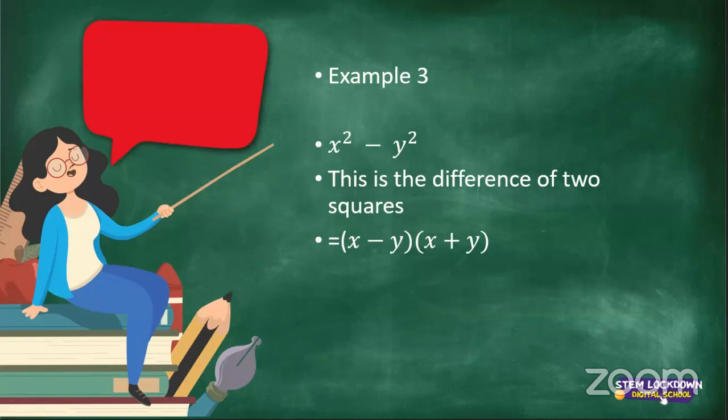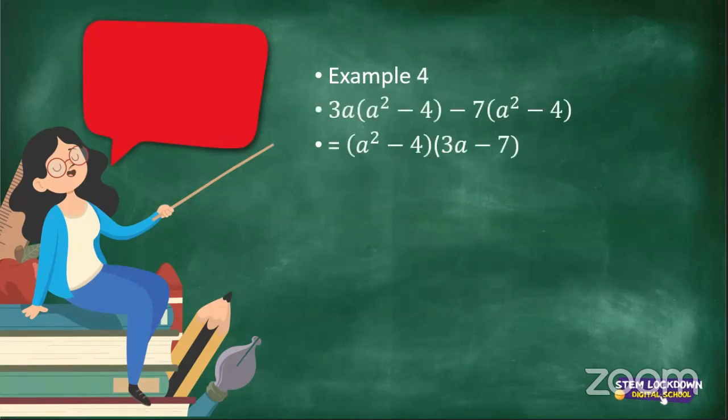Right. So we are done with example 3, and then we'll proceed to the next example. So you can see that in the next example as well, we have an expression there which we need to factorize. The first expression being 3a open bracket a squared minus 4. And then you can see that this is minus 7 open bracket a squared minus 4 there. And that is example 4.